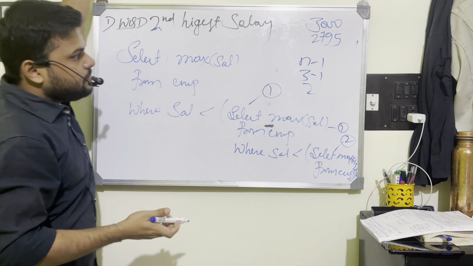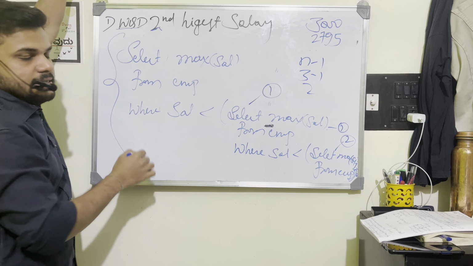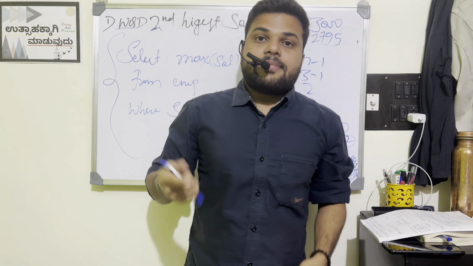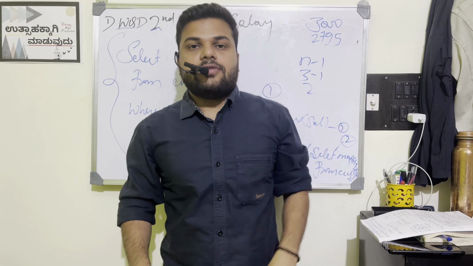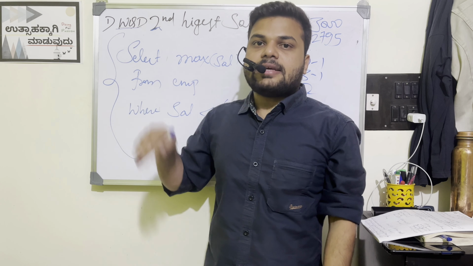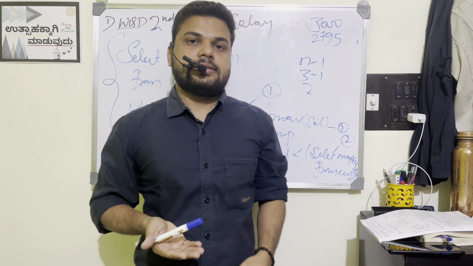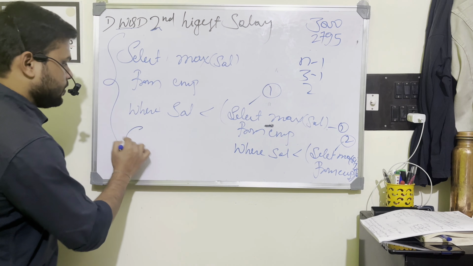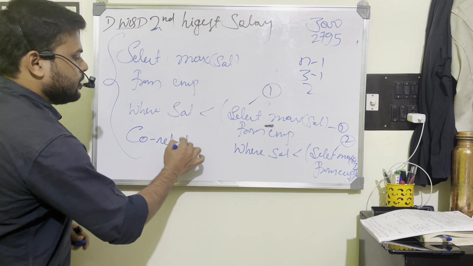Okay. What happens is the query length increases and the performance decreases. Whenever we want to determine the nth minimum or nth maximum value, we have to write n minus 1 inner queries. Hence, query length increases and performance decreases. To overcome this drawback, we will go for correlated subquery.